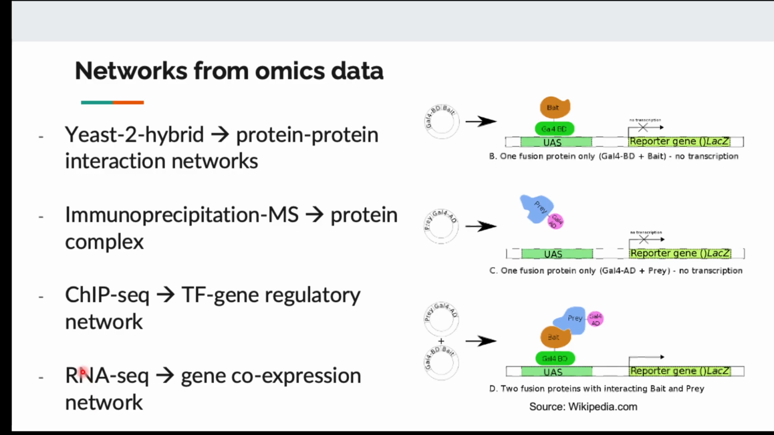When you have transcriptomic data from RNA-seq, you can create a gene-to-gene network, and you draw an edge if the two genes have similar expression levels throughout your conditions. Genes that are upregulated together or genes that are downregulated together, you want to draw an edge between them to show that these are related in terms of their expression levels being linked to each other.